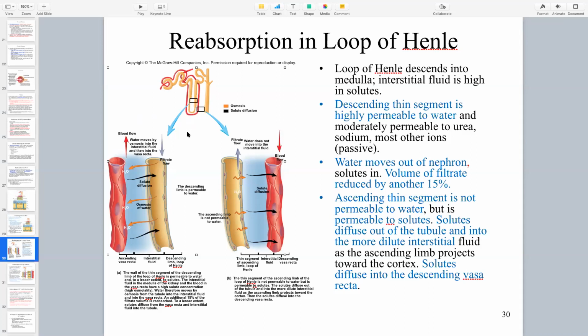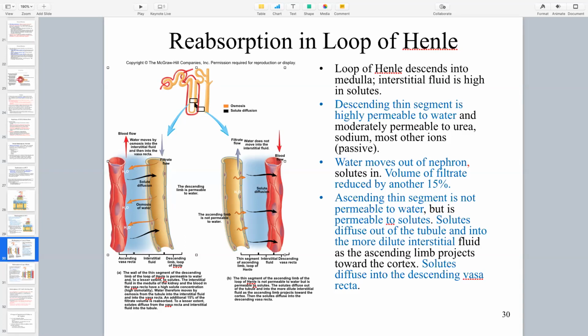If it's much longer, what happens? If it goes all the way down here and then makes a U-turn, lots more water can leak out because there's more space for it to leak out, because there's a longer descending limb. At the same time, why does that fluid want to leak out in the first place? What's drawing all that water out on the descending limb? What's drawing that water out is what's happening on the ascending limb.